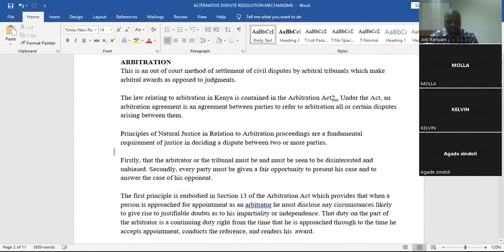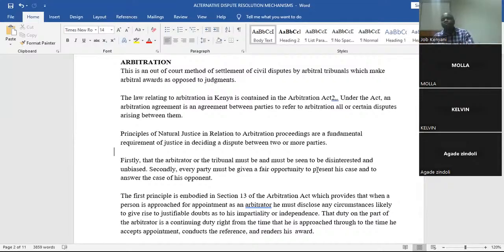Firstly, the arbitrator of the tribunal must be seen to be disinterested and unbiased. It is very important. The tribunal is normally headed by arbitrators, the ones who are going to resolve the matter. If, for example, the dispute is between APO Breweries and APO, no one sitting on that tribunal should have an interest, for example a financial interest or any form of interest, in the parties before the tribunal. Because if you are a shareholder at APO, it means you'll be biased towards APO.